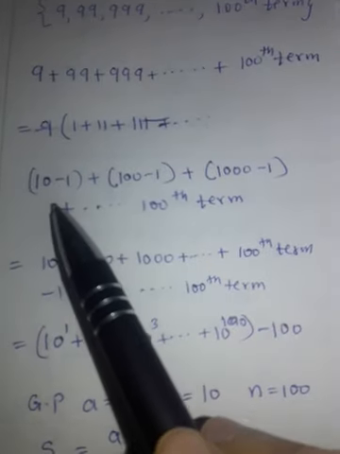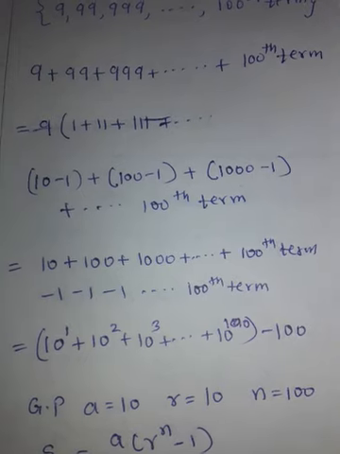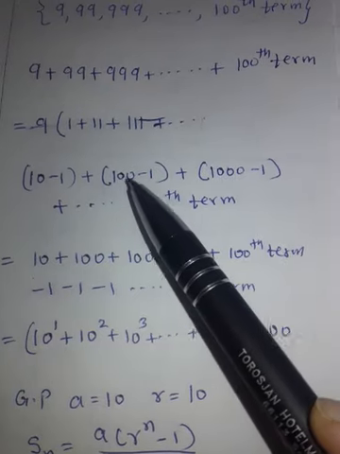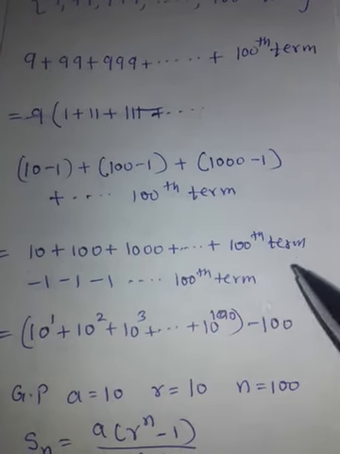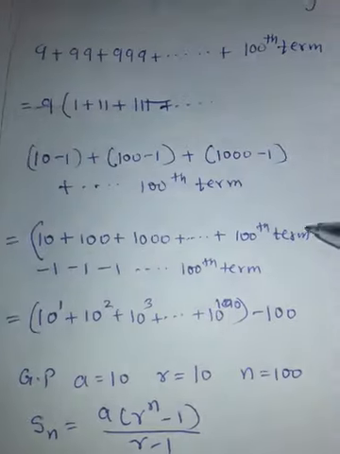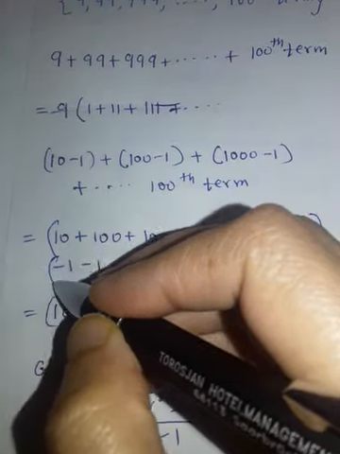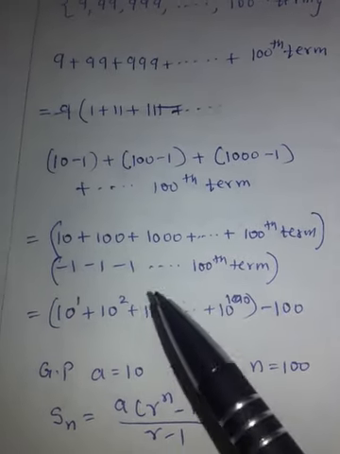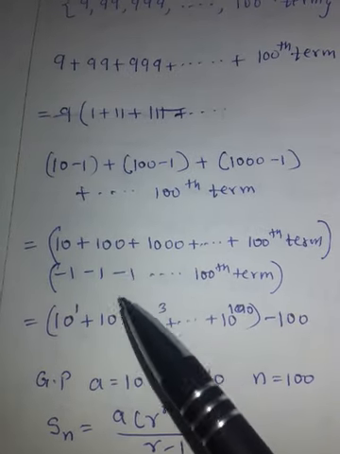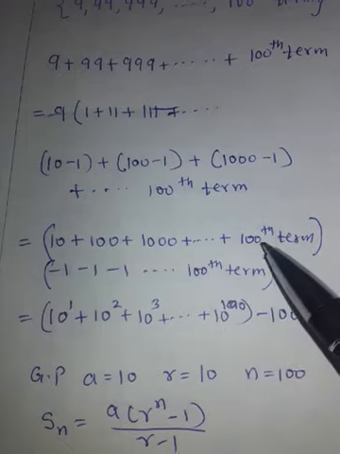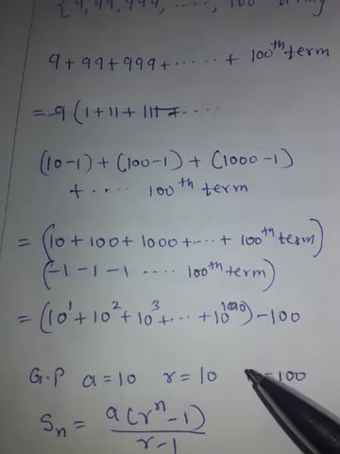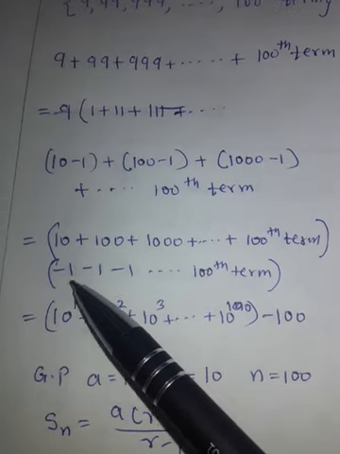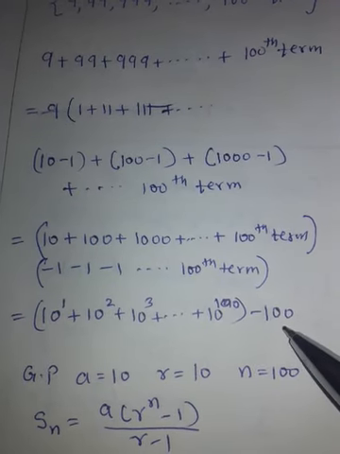So I am going to write this down. This sum I am going to break like this. And now what I'll do? I'll take all this 10, 100, 1000 in one bracket and this minus 1 in another bracket like this. Ten is 10 raised to 1, 100 is 10 square, 1000 is 10 cube, and so 100th term will be 10 raised to 100. Minus 1, minus 1, 100 times means minus 100.